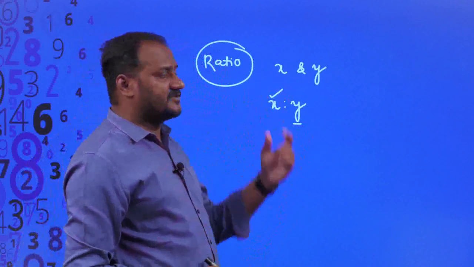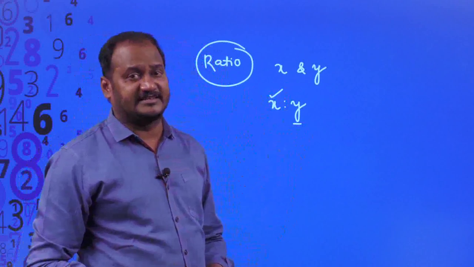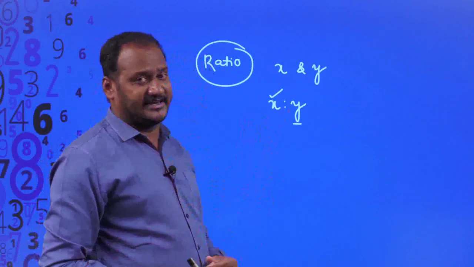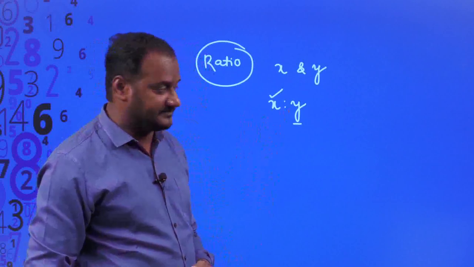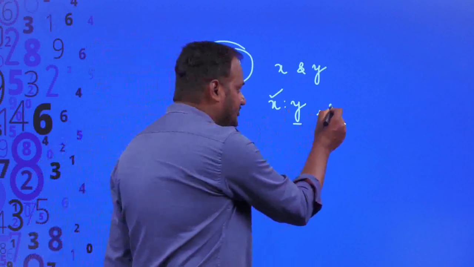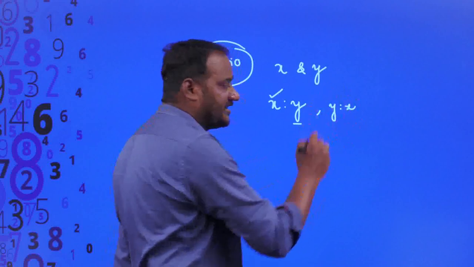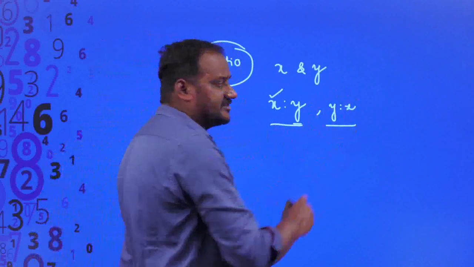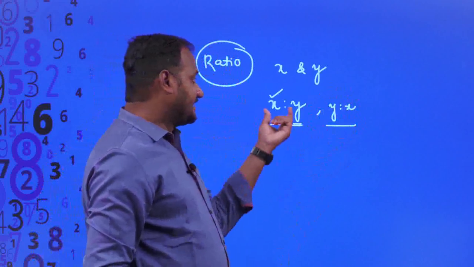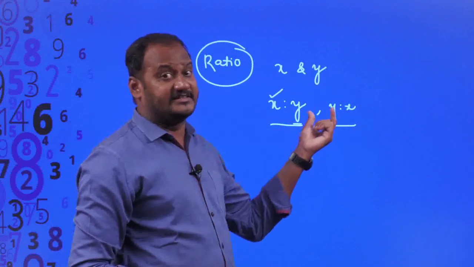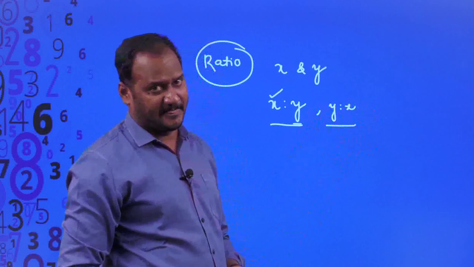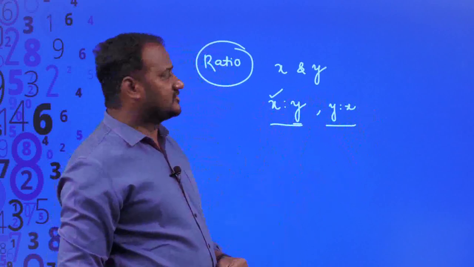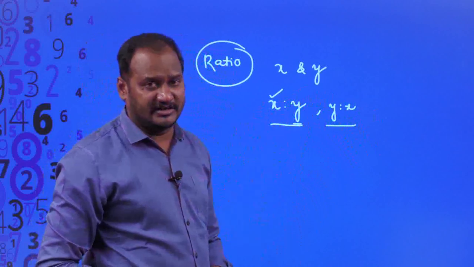With the help of two terms or two quantities x and y, how many ratios can be formed? One ratio is x is to y. Can you form the other ratio? Yes, absolutely. What is the other ratio? y is to x. These are the two ratios. What is the difference between x is to y and y is to x? Here, x is to y is said to be the reciprocal ratio of y is to x, and y is to x is said to be the reciprocal ratio of x is to y. That is the difference between both ratios.